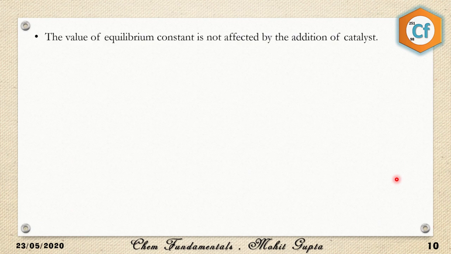The next point is that the equilibrium constant is not affected by the addition of a catalyst. So whether you add a promoter or a catalyst, the value of the equilibrium constant won't change. Why? Because a catalyst increases the rate of the forward direction as well as the rate of the backward direction.